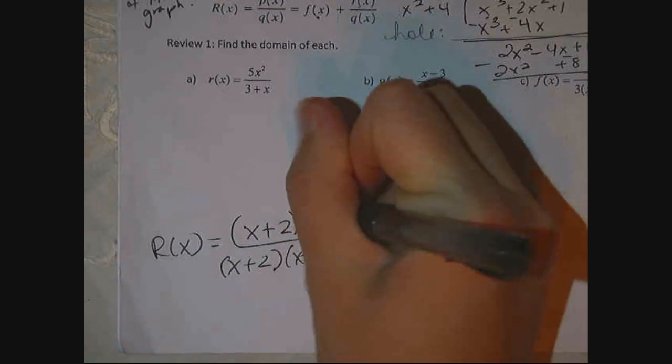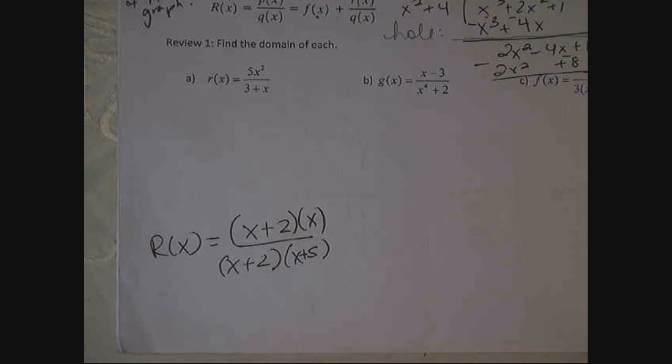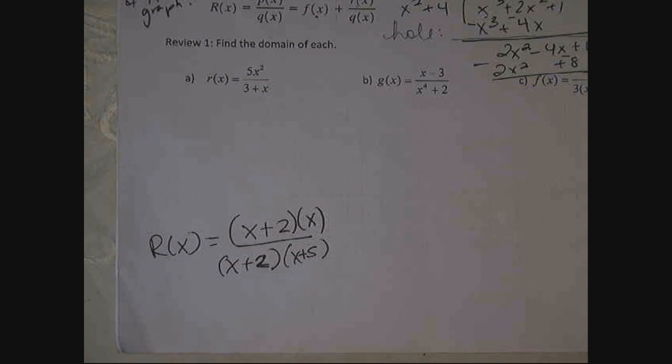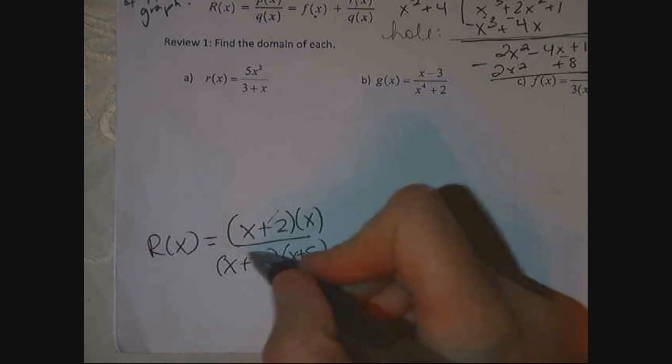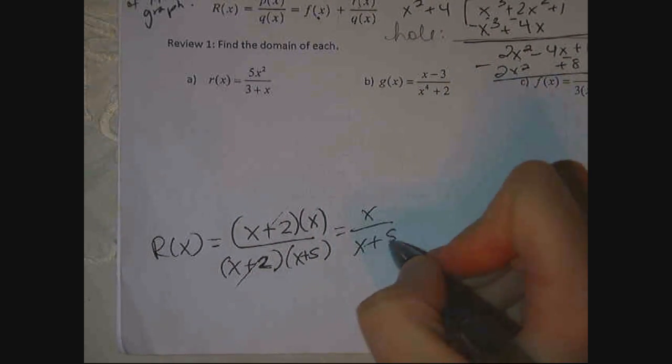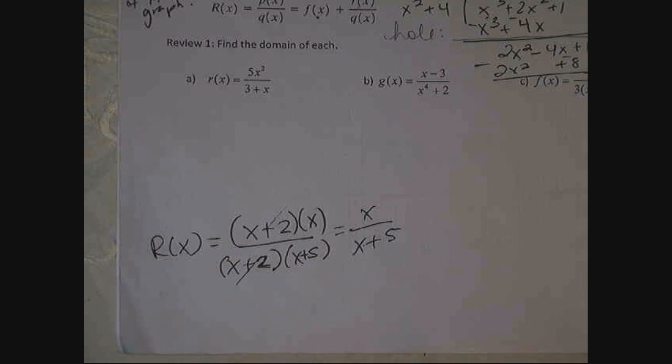And to make it more interesting, let's add an x to the numerator. Okay, so say I had a function like this. If I look at this, I know right away this is not in simplest terms, right? Because obviously I have this x plus 2 in my numerator and my denominator that technically can divide each other out. They can cancel, right? So if I decide to cancel these, I'm just left with x over x plus 5.